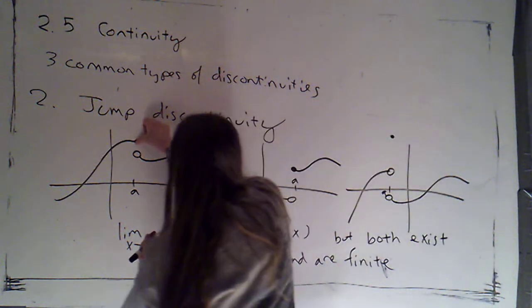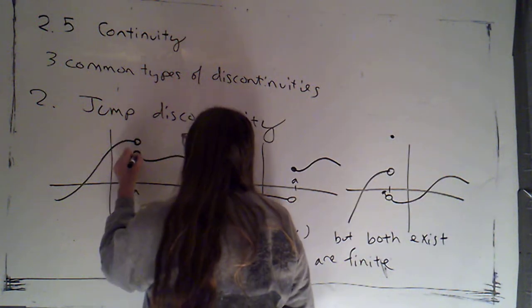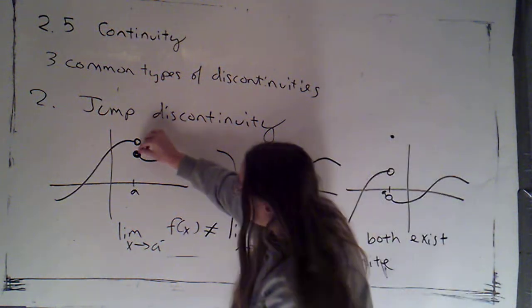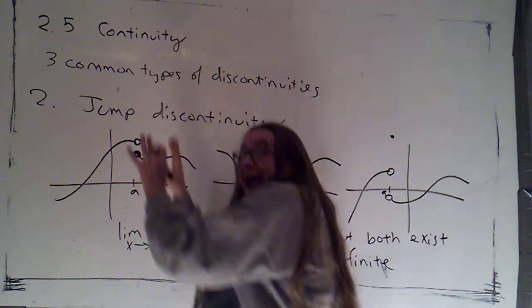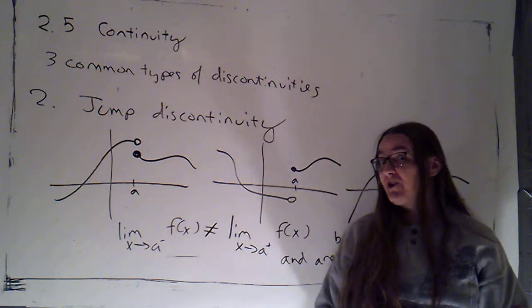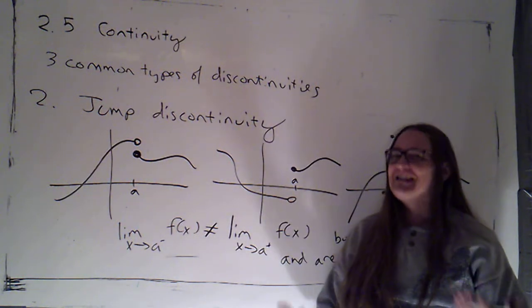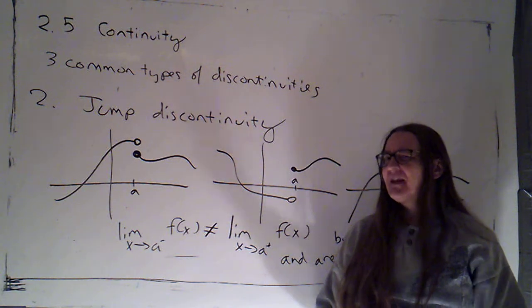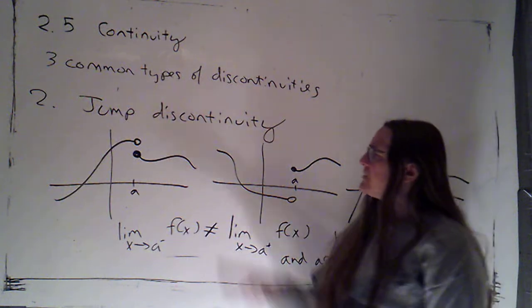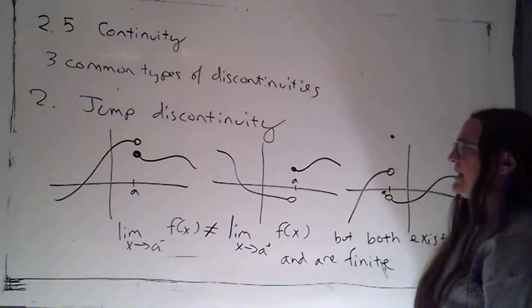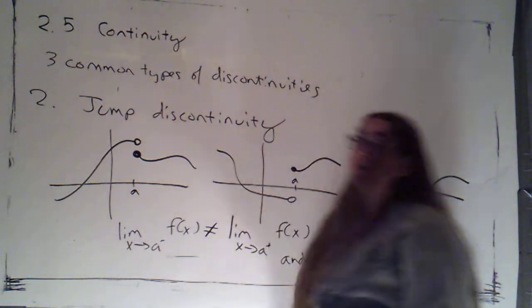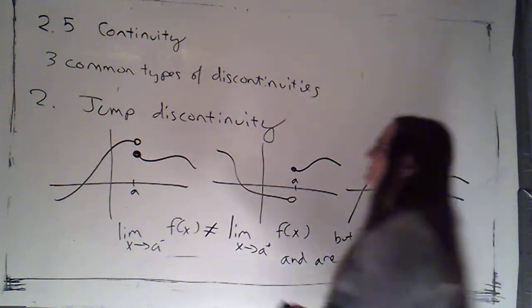If I just redefined the function at A so that I filled in this hole, I still have a jump. I'd need to move the point and drag the curve along with it. To create a continuous function, I'd need to redefine the function at infinitely many points. It's a big difference from just being able to redefine it at one point. So if there's a jump discontinuity, both one-sided limits are finite, but they're different finite numbers.